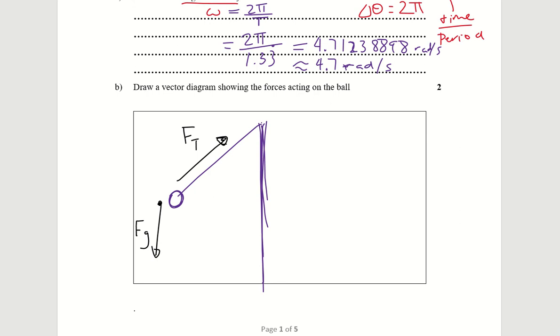Now we do know that the tension force, at least the vertical component of the tension force, balances out the gravitational weight force. And what we see is a net force going in like that, which is also our centripetal force there. So that's all you need for that one.